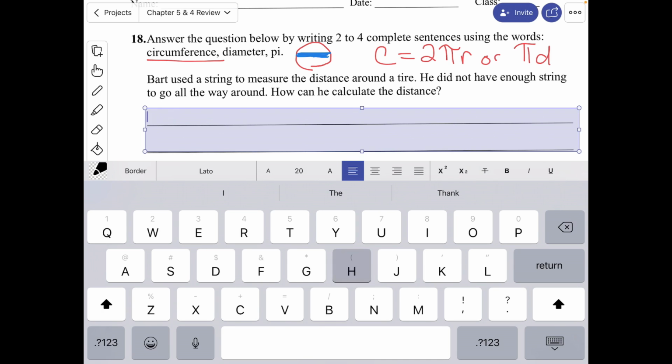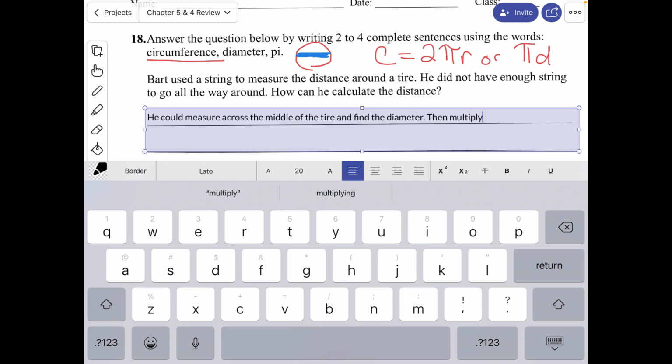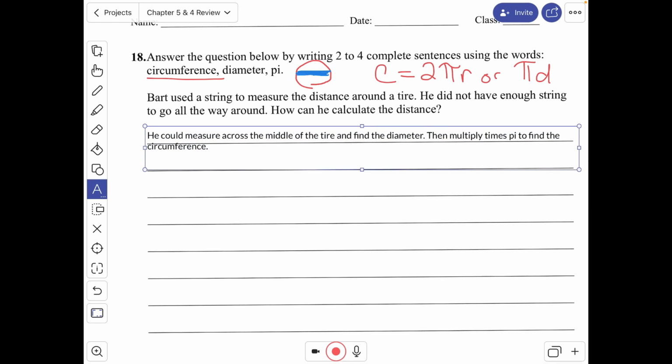How can he calculate the distance? He could measure across the middle of the tire and find the diameter. Then multiply times pi to find the circumference. And that's all. 2 sentences, that's all it took.